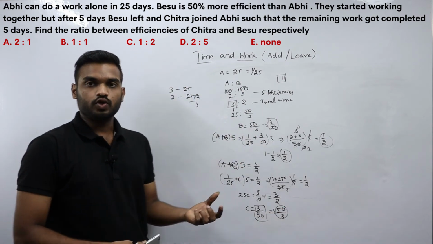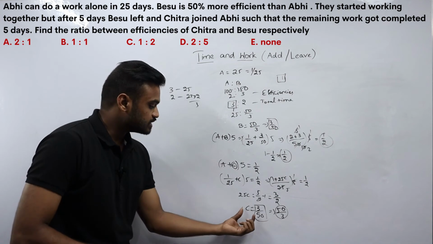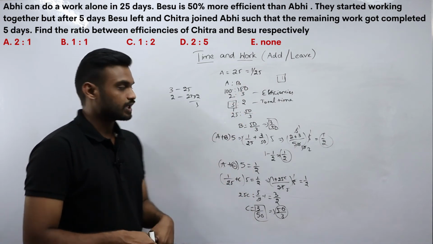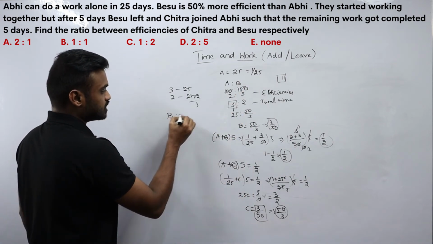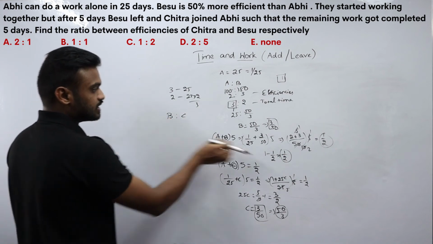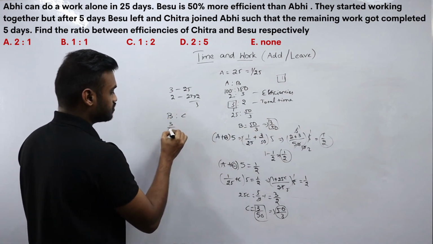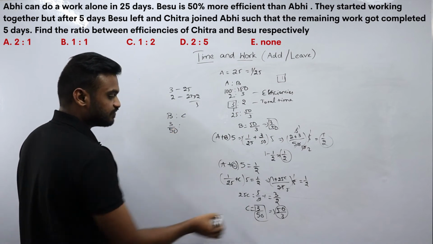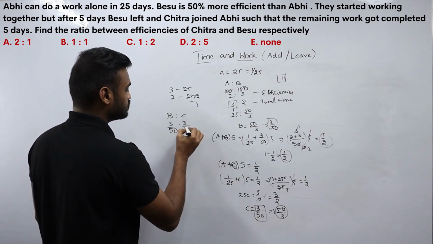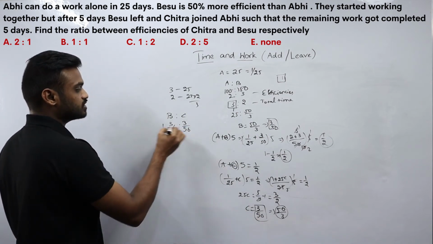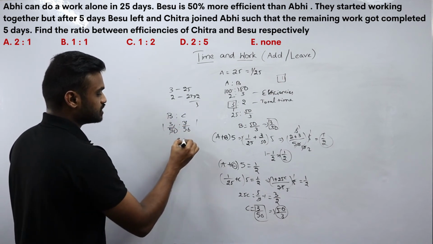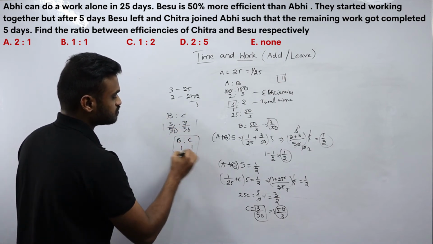Now we need to find out the ratio of efficiency of Besu and Chaitra. Besu's efficiency is 3 by 50, and Chaitra's efficiency is also 3 by 50. So the ratio is 1:1. Besu and Chaitra's efficiency is 1:1.